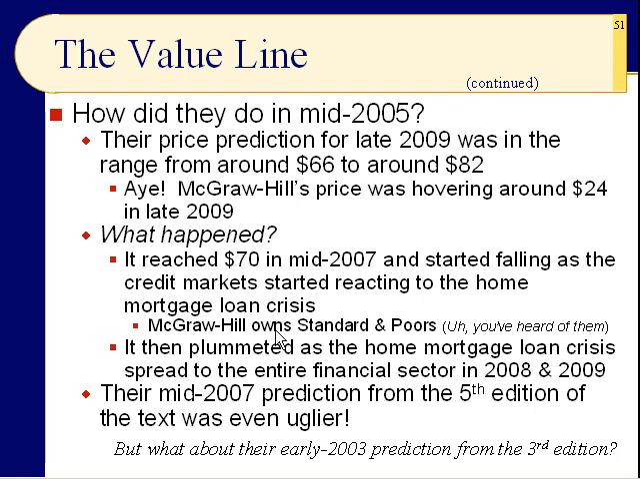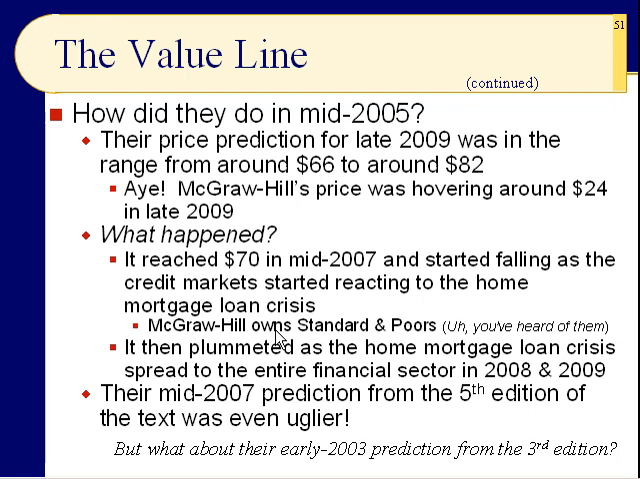The old McGraw-Hill owned Standard & Poor's. You've heard of them, right? Standard & Poor's 500. These were the people who were issuing the AAA ratings on these home mortgages that were backed by lies. These were called liar loans. Their price plummeted as the home mortgage loan crisis spread to the entire financial sector. Their mid-2007 prediction from the 5th edition of the text was even uglier.